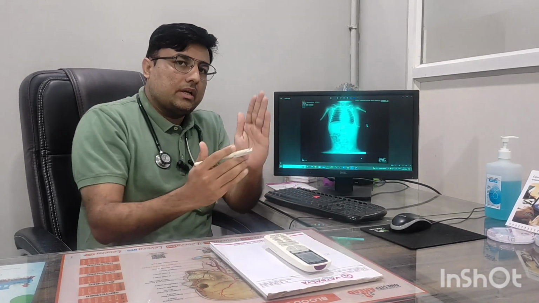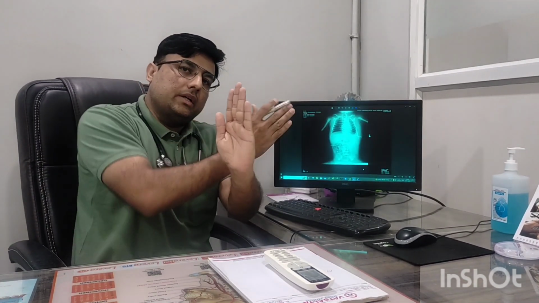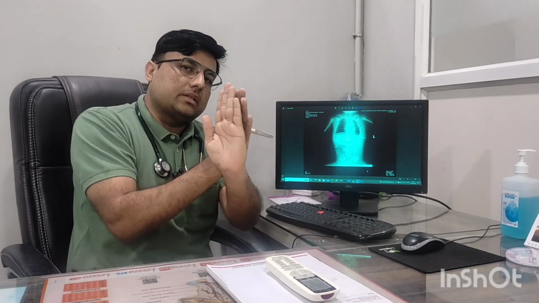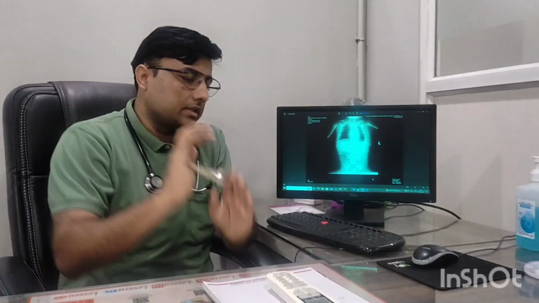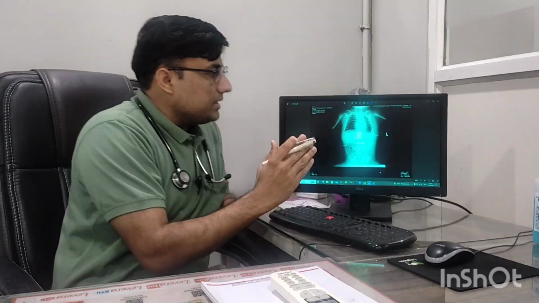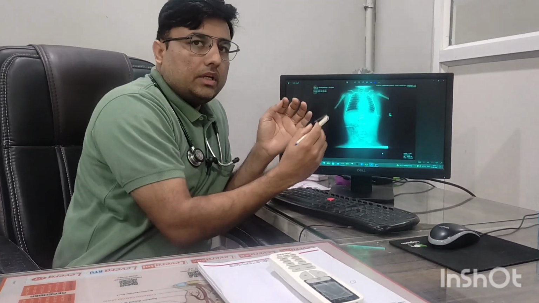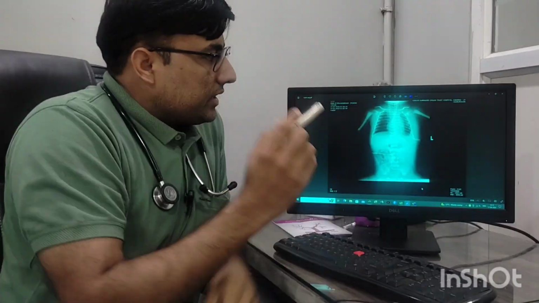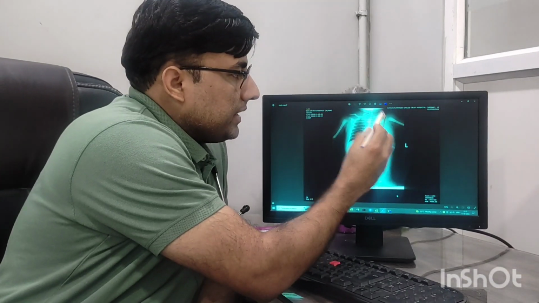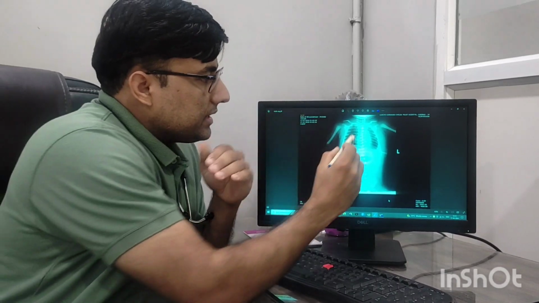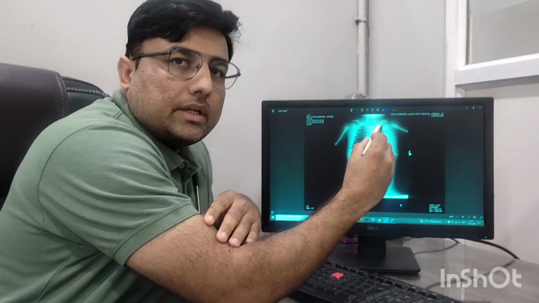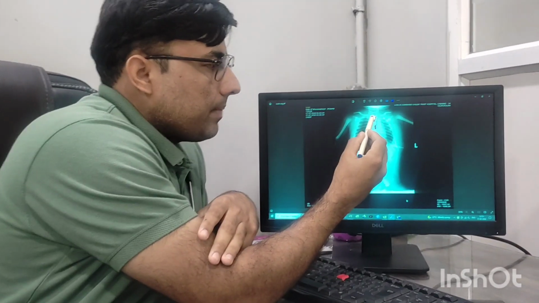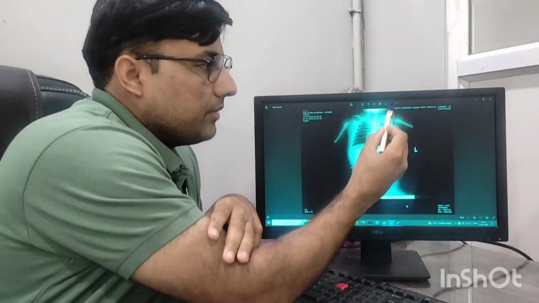In PA view, the X-ray beam will come from posterior to anterior. The X-ray plate will be on the anterior side and the beam will come from the posterior side. Okay. So how to differentiate between AP and PA view? Different points are there. First point is that we have to see the clavicles. In AP view, generally clavicles will be horizontal, but in PA view, clavicles will be V shaped.